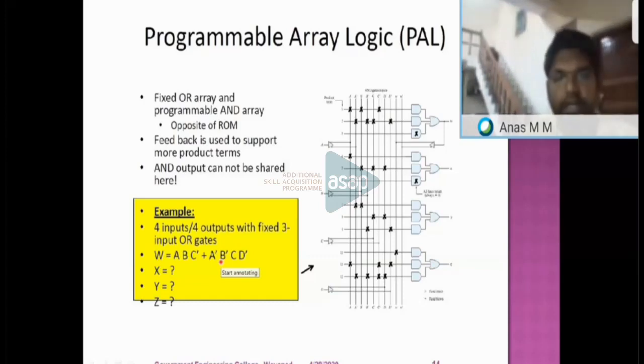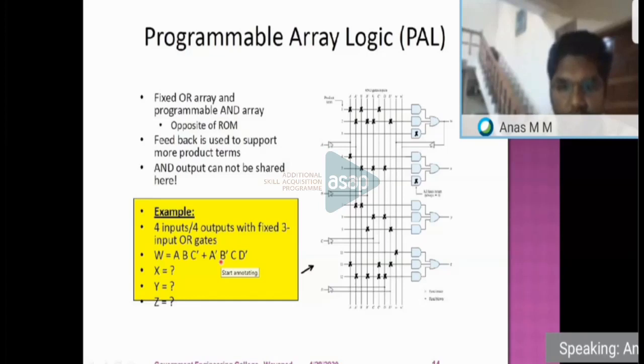So we already covered programmable array logic, programmable logic array, and programmable read-only memory. The first one is a fixed AND array, then a programmable OR array, that is PROM. The second one is a programmable AND array and a fixed OR array, that is PAL. The third one is a programmable AND array and a programmable OR array. Both arrays are programmable. So this is PLA.